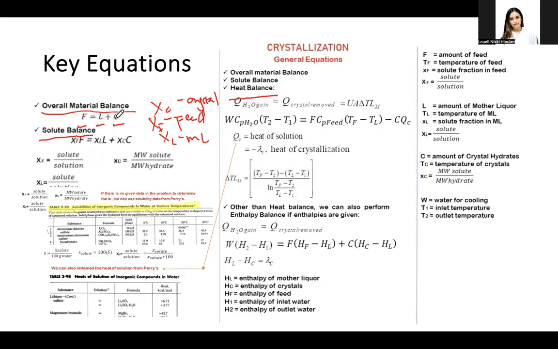Now, how to express solute fractions. Basically, your X, the solute fraction, is equal to the solute over the solution. Now, for hydrates, that is the molar weight of your solute divided by the molar weight of your hydrate. This tells us what part of each stream is the solute. Now, if the problem doesn't provide XL or XF, we can get them from our solubility data, like in Perry's.